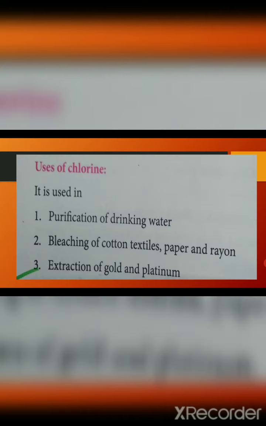And finally, we are going to see the uses of chlorine. The first use, it is used in the purification of drinking water. You know that in the houses, when they pass chlorine gas, the chlorine smell is coming in the water. So this is used for purification of drinking water. And then bleaching action of cotton textiles, paper and rayon. In all these things, chlorine is also used. And finally, important, extraction of gold and platinum, we use chlorine gas also.